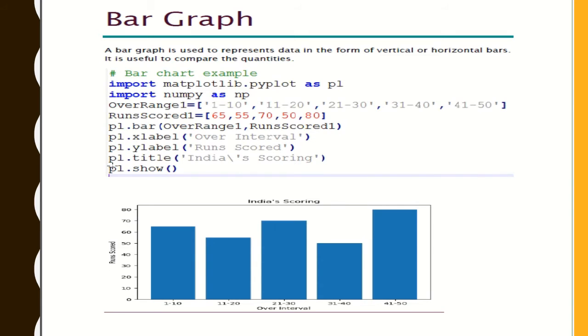Next plt.title, what will be my title? India's score will be my title. Now plt.show. When I do plt.show, all the data which is being displayed will be shown. By default, it will be in vertical order. If I want to make it horizontal, then I have to give some command for that.